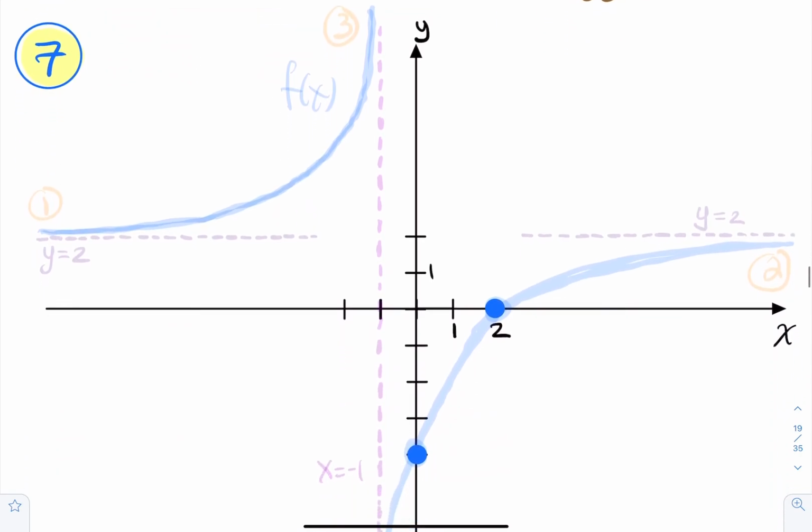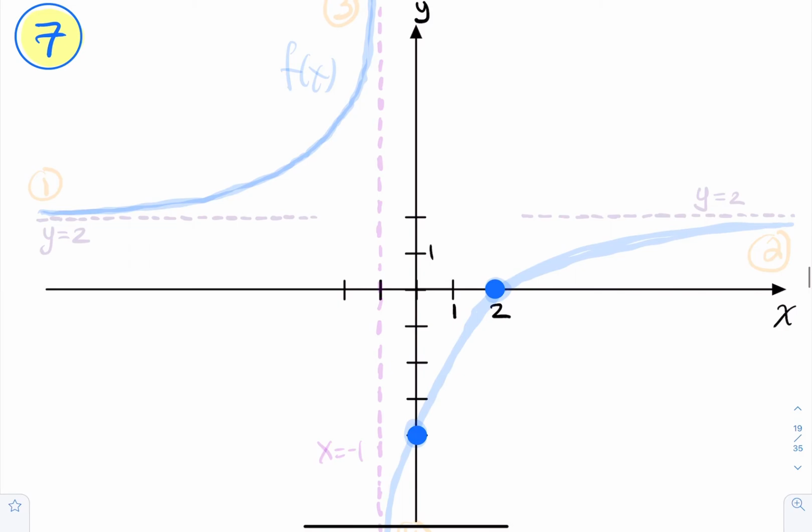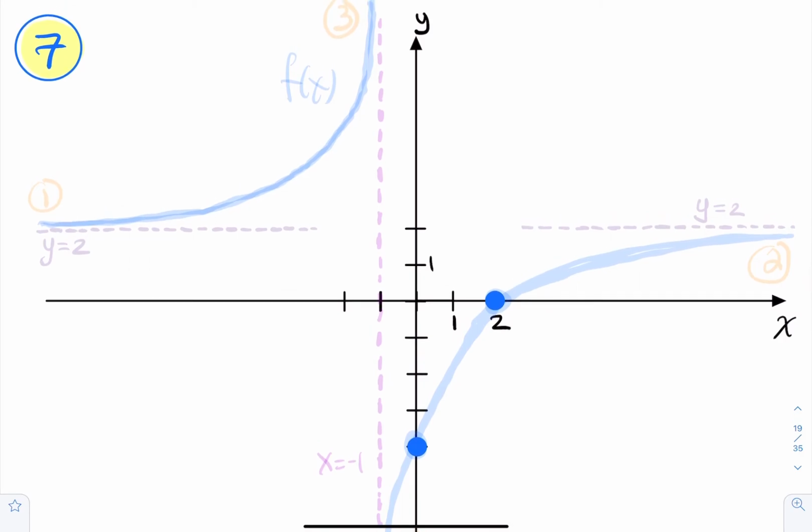All right, now I have to draw my graph for the last step. So I already plotted the 2 points. At 0, the function is minus 4, and at 2, the function is equal to 0. So that's my y and my x-intercept. Now the first thing I'm going to do is draw the asymptote.